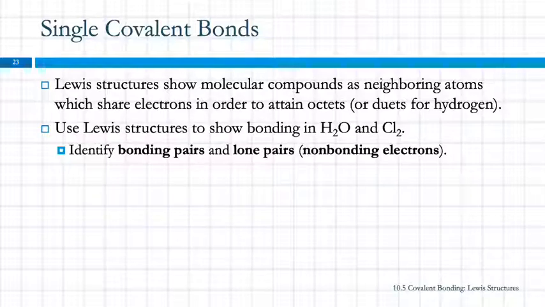So, instruction to myself, use Lewis structures to show bonding in H2O and Cl2. Okay, I can do that. Well, let's think about water, H2O. So I'm just going to keep this a single color because I'm tired. How many valence electrons does hydrogen have? 1. Okay, so there's a hydrogen atom, and here's another hydrogen atom also with 1 electron.